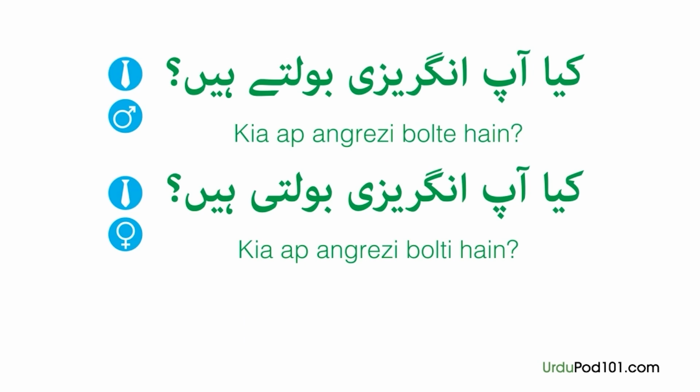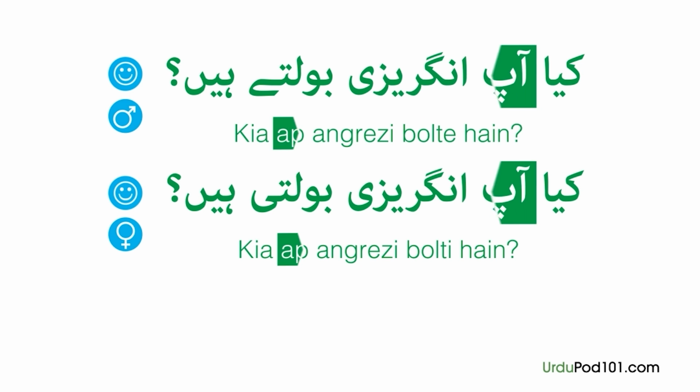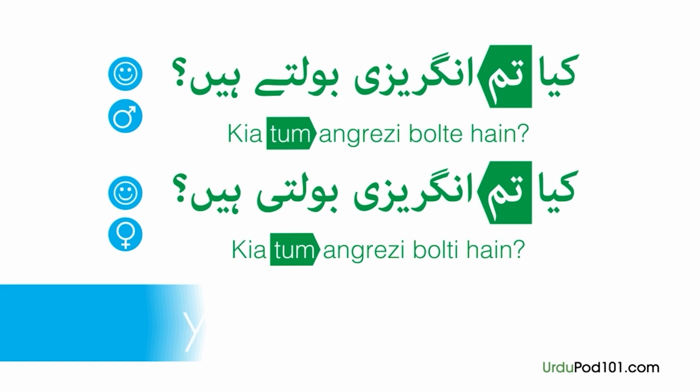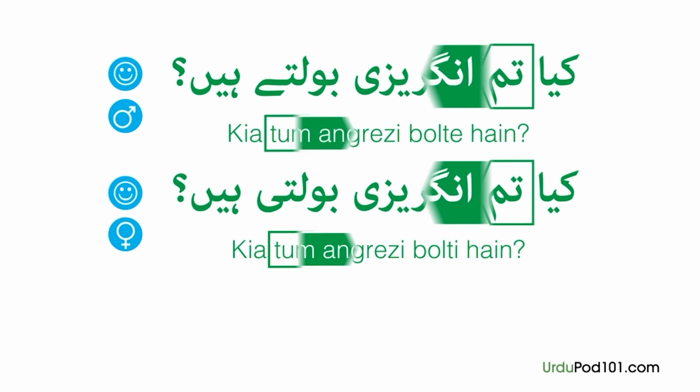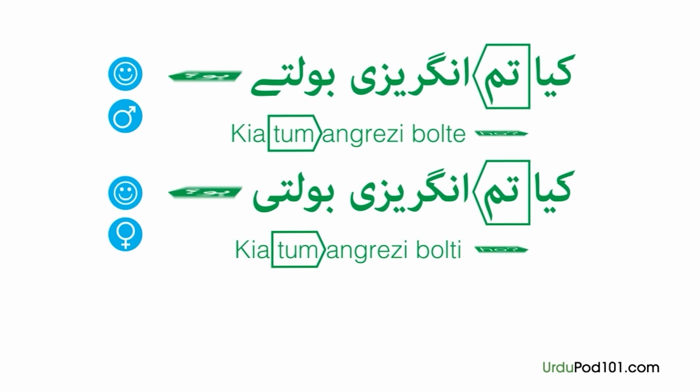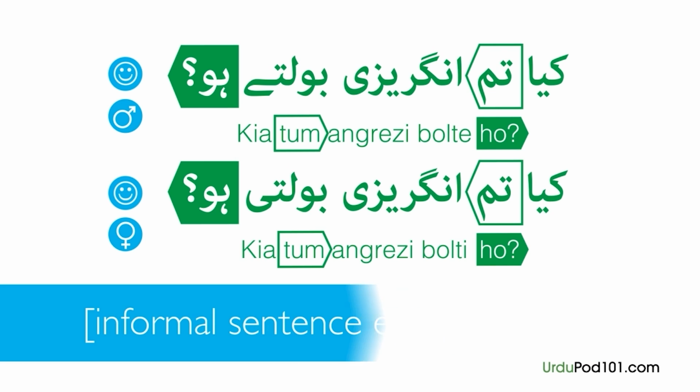Now let's make this sentence informal. First, we need to use the informal version of you, which is tum. If we change the word for you, we will also change the sentence ending particle to ho. Everything else stays the same.